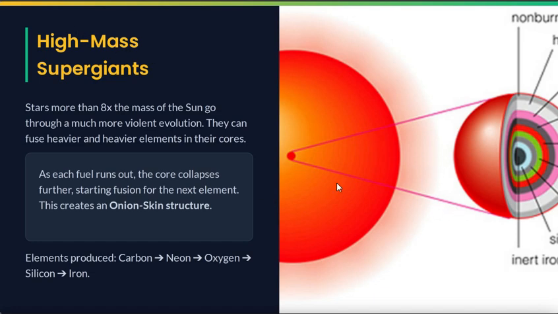And then we have high mass supergiants. Look at this. This is beautiful. Stars more than 8 times the mass of the sun go through a much more violent evolution. They can fuse heavier and heavier elements in the core. As each fuel runs out, the core collapses further and further, starting fusion for the next element. This creates an onion skin structure. The element produced goes from carbon to neon to oxygen to silicon to iron.